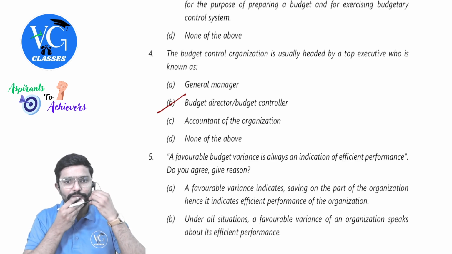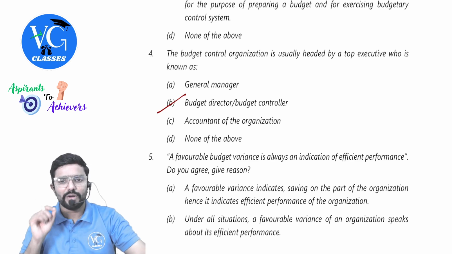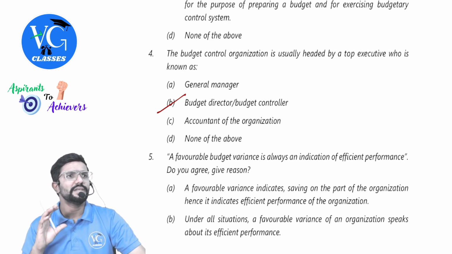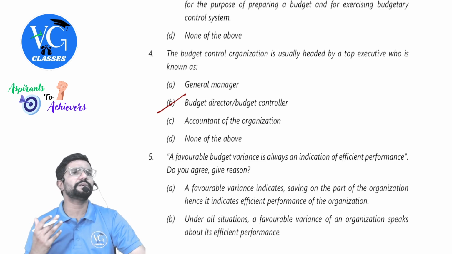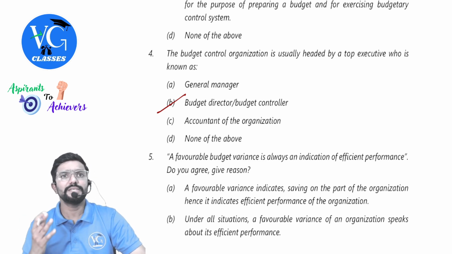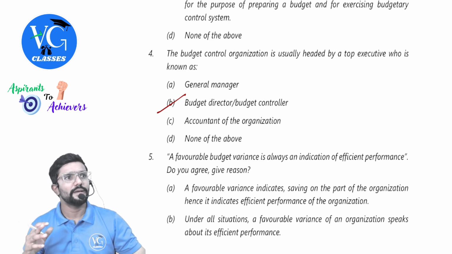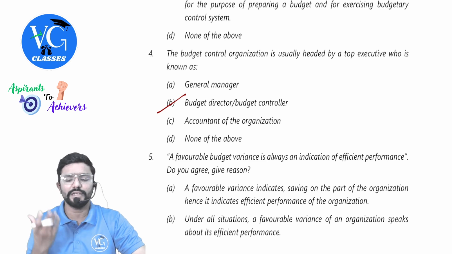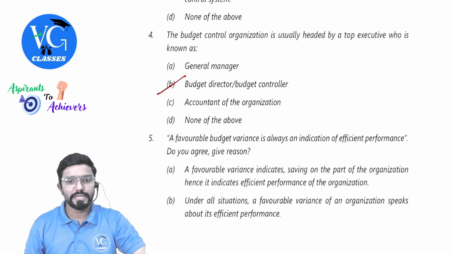Yes, sir. A favorable budget variance is always an indication of efficient performance. Do you agree? Give reason. Guys, will it always be an efficient performance? May not be. See, majority of the time, yes. But can I tell it as always, sir? May not be. Let us see.